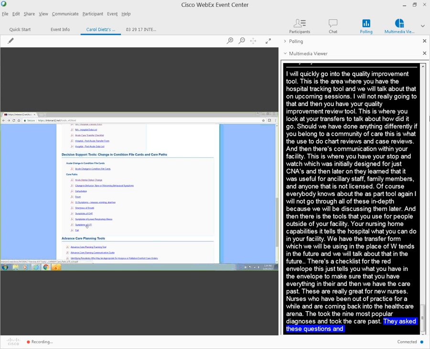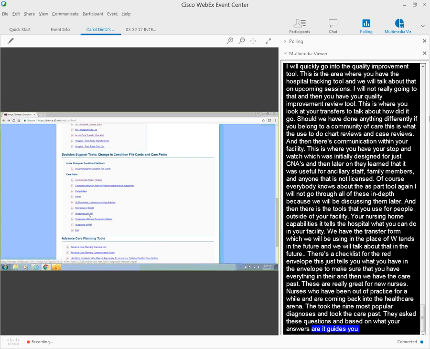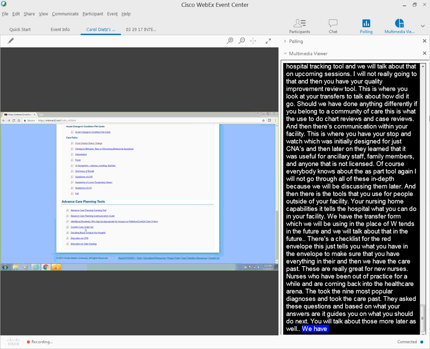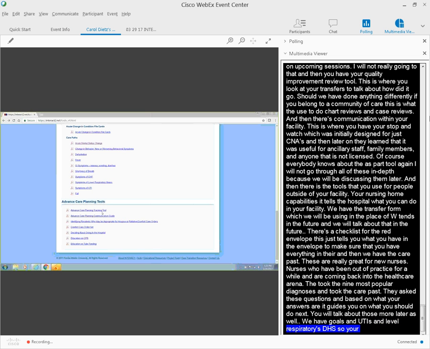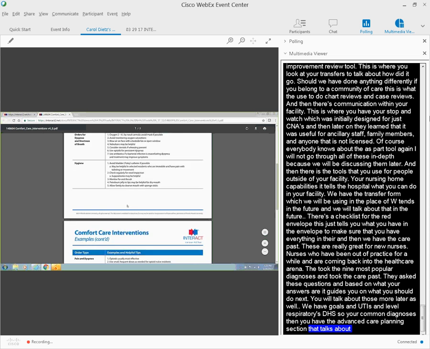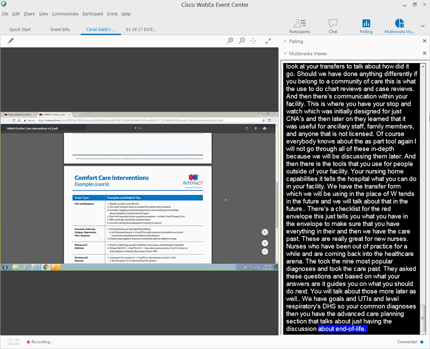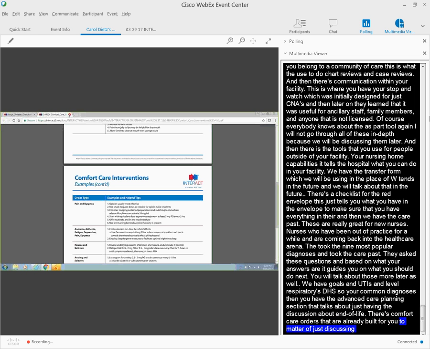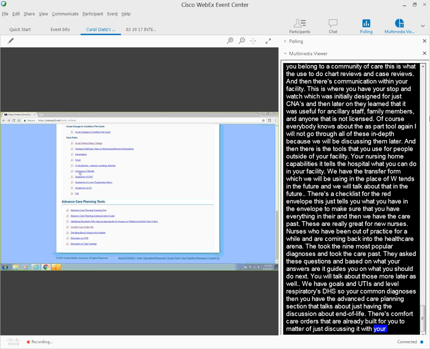So yeah, we have falls, UTIs, lower respiratory, CHF, shortness of breath, so your common diagnoses. And then you have the advanced care planning section. This one talks about just having the discussion about end of life. There's comfort care orders. It's already built for you. It's a matter of just discussing it with your medical staff and having them sign off on it, and then you can just put it into your resident's treatment plan.